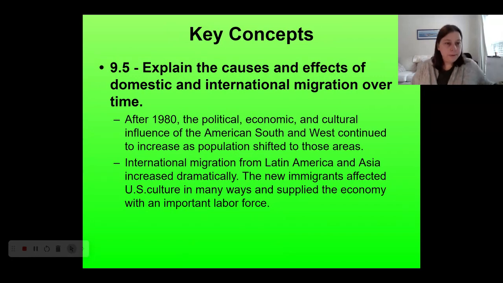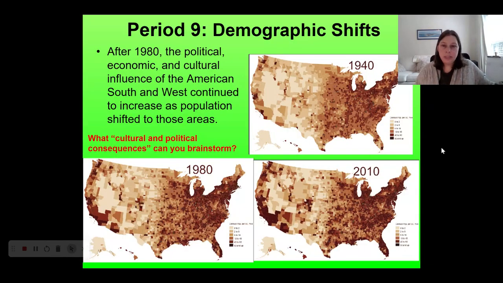Next topic for historical period 9, and this is a common one that we've seen in a bunch of other periods as well, is this question of migration inside of the United States and then immigration from outside of the United States. I already talked a little bit about immigration policy, so we're going to look a little more at trends here. Again, since 1965, we have seen demographic shifts in the United States.